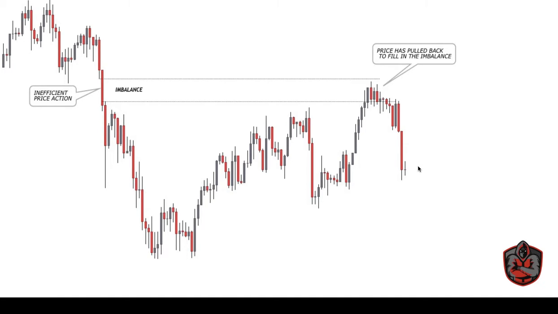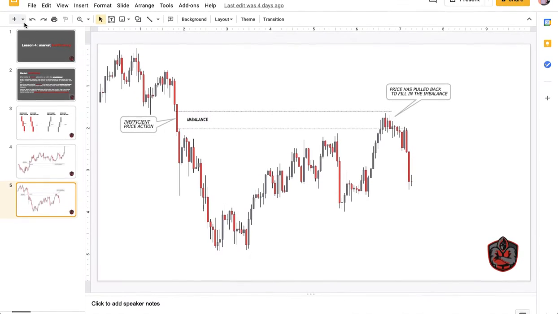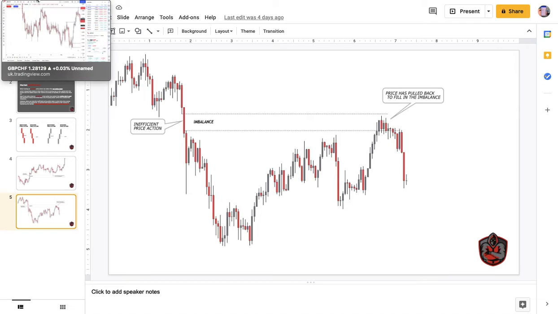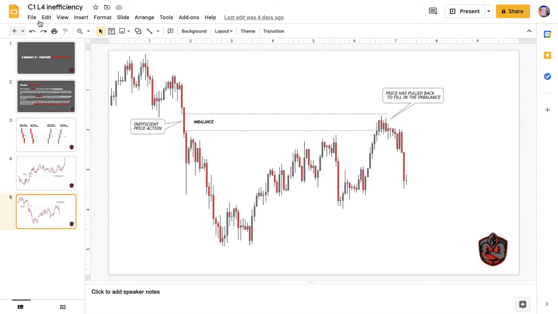So efficiency is quite straightforward. There's not much to it. It's simply when the wicks don't meet and there's a gap created. This therefore represents that there's a lot of buying, in this case, a lot of selling pressure. So when price wants to pull back, it will fill in any imbalances. I hope that makes sense, and I'm going to quickly show you guys an example before I move over to lesson 5 because this is fairly straightforward.